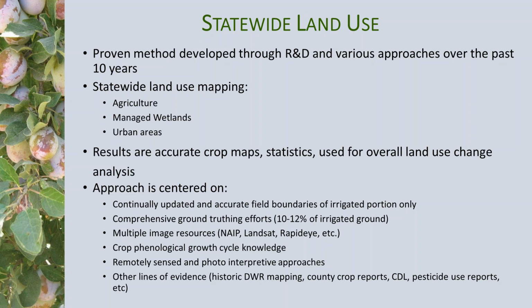We do also, after the remotely sensed approach, look at photo interpretation and improvement of lower probability fields. And we use as many what we call lines of evidence, as I mentioned, as we can, including historic DWR mapping, county crop reports, crop data layers from USDA, and pesticide use reports, et cetera. So we're pulling together all sorts of different resources to result in as accurate a crop map as we can, or land use map.